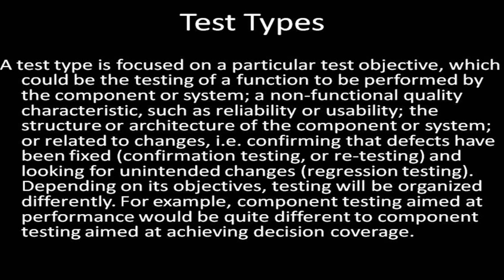A test type is focused on a particular test objective, which could be the testing of a function to be performed by the component or system, a non-functional quality characteristic such as reliability or usability, the structure or architecture of the component or system, or related to changes, i.e. confirming that defects have been fixed, confirmation testing, or retesting, and looking for unintended changes, regression testing. Depending on its objectives, testing will be organized differently. For example, component testing aimed at performance would be quite different to component testing aimed at achieving decision coverage.